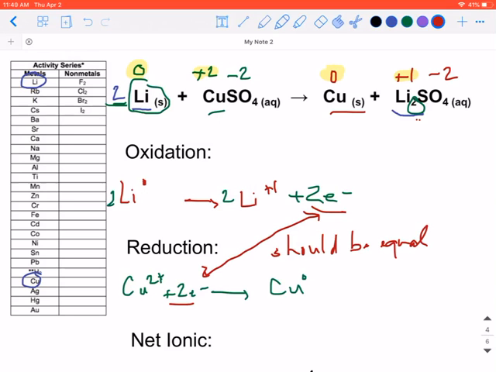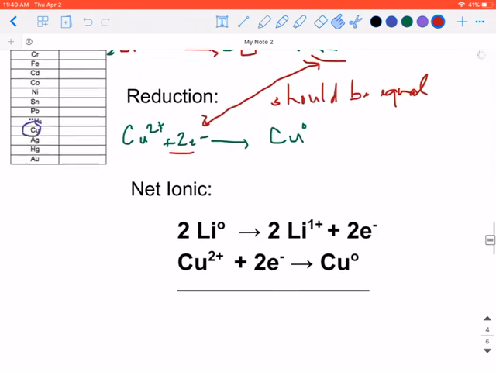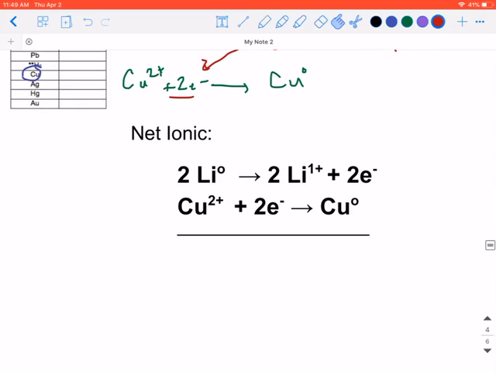So for our net ionic equation then, we're basically just combining the reduction half reaction and the oxidation half reaction. You can see I have 2 electrons on my product side and 2 electrons on my reactant side. When something appears on the reactant side and the product side, it cancels out, so it just goes away. There's nothing else that appears in the same form on both sides of the equation.